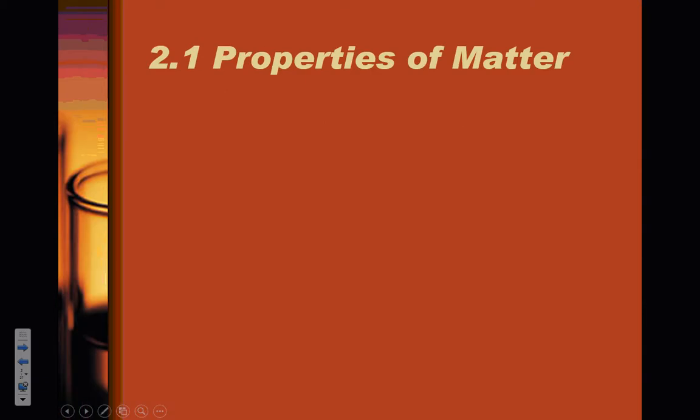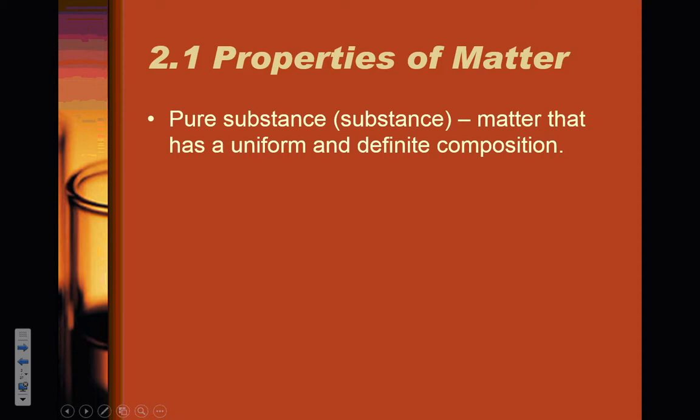Now, the very first section deals with properties of matter, and one of the first types of matter that they introduce in the chapter is the pure substance, and that is matter that has a uniform and definite composition. Now remember, definite means it's the same throughout. Uniform means it is uniform throughout. You can actually have a mixture which is not a pure substance and have it be uniform if it's evenly mixed, but it's not going to have a definite composition throughout.